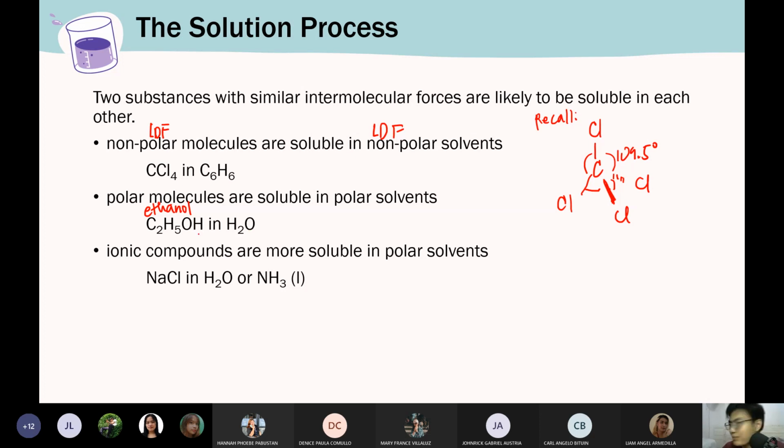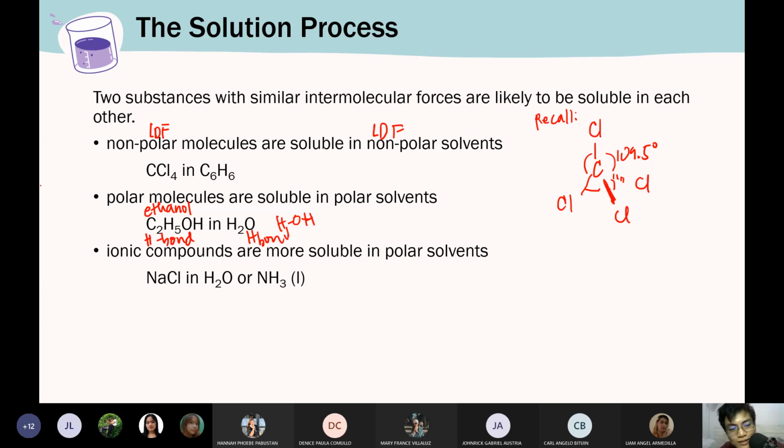Ethanol can perform anong type ng intermolecular force? Anong kaya gawin ni ethanol? Anyone? Hydrogen bond po. Ayun. Akala ko malasing eh. And so it can perform H bond. Okay? So it can perform H bond. And water, of course, can perform H bond. No? Kasi ano yan eh, dalawang OH lang yan eh. Magkabilaan. Remember? Okay? So yan. So pag H bond, maghahalo talaga yan.